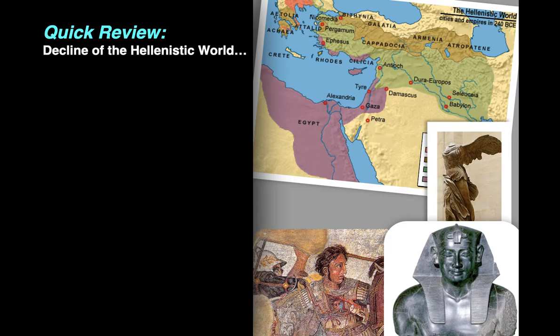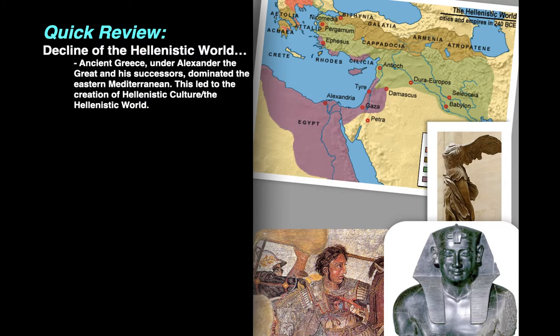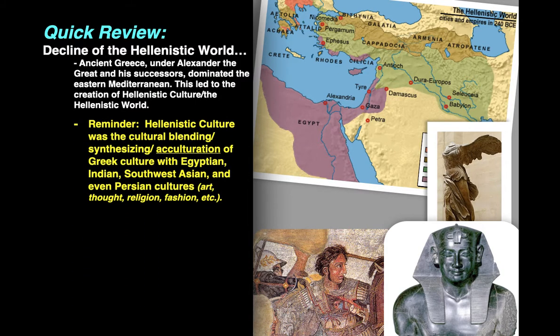This is Rome. Quick review: decline of the Hellenistic world, which you see here in the map, is part of Egypt, Gaza, Damascus, Antioch, mostly modern day Turkey, Armenia. Ancient Greece under Alexander the Great and his successors dominated the eastern Mediterranean and led to the creation of the Hellenistic culture, or the Hellenistic world. Reminder: Hellenistic culture was the culture blending, synthesizing, acculturation of Greek culture with Egyptian, Indian, Southwest Asian, and even Persian cultures.